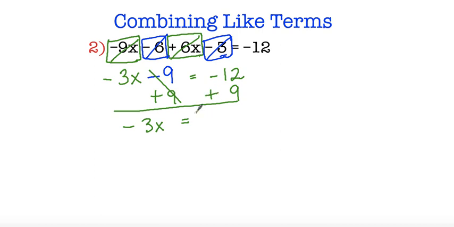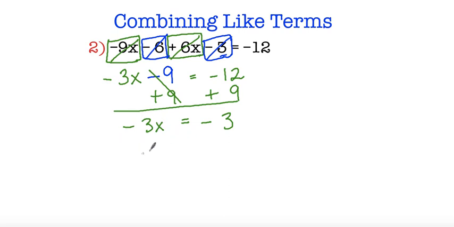Remember that these two signs are not the same. If they were, we would add, but since they're different, we're going to subtract. And 12 minus 9 is 3. Remember, we keep the sign of the number with the greatest absolute value, which in this case is 12, so it's negative 3. So negative 3x is equal to negative 3.